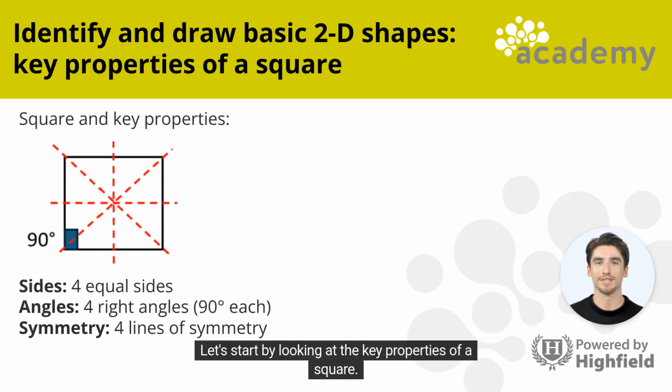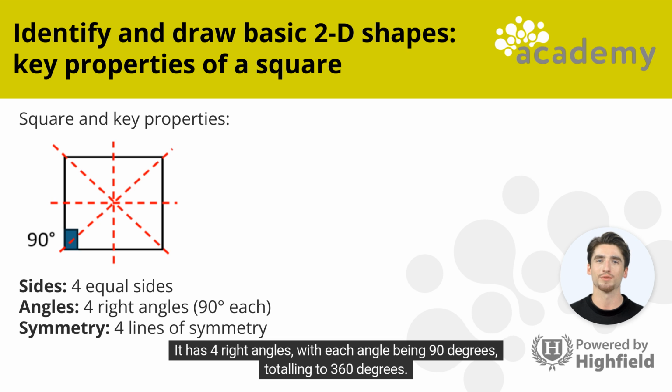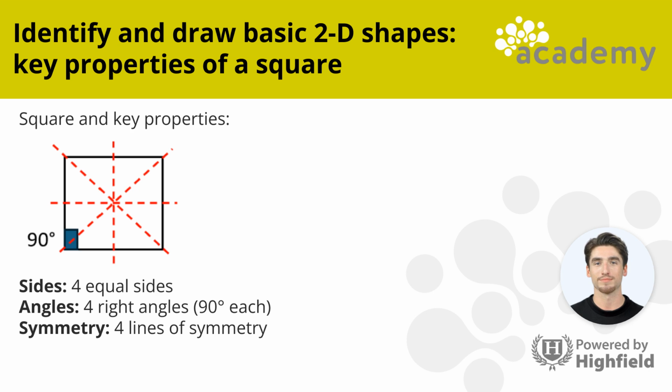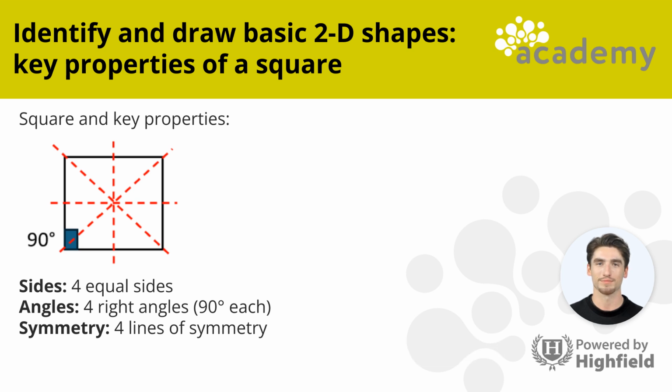Let's start by looking at the key properties of a square. A square has four equal sides. It has four right angles, with each angle being 90 degrees, totaling to 360 degrees. It also has four lines of symmetry. These are shown by the dotted red lines on the image.